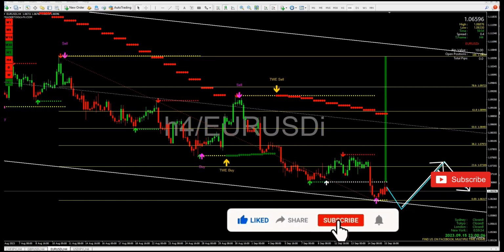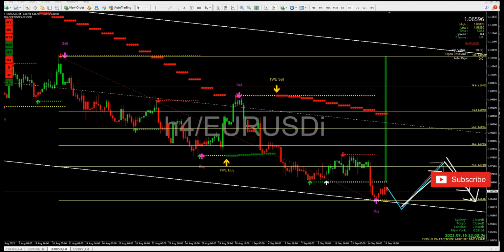Get ready for Tuesday, Wednesday for that pullback that we are looking at here, and then finally market will continue on the original trend, because all I'm seeing here is a sell position.